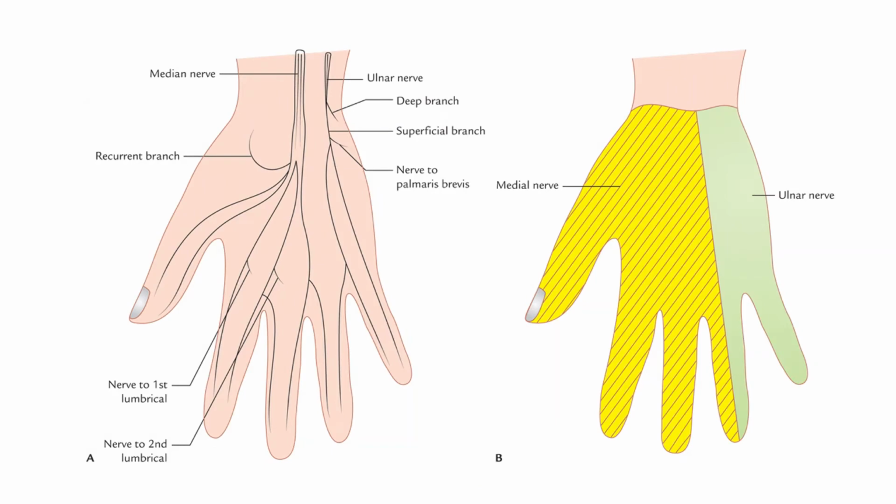When we learn about the area of distribution of the median nerve, it has the motor supply as well as the sensory supply. When we talk about the motor supply, the median nerve supplies 5 muscles, which includes the 3 thenar and the 2 lumbrical muscles. The 3 thenar muscles are the abductor pollicis brevis, the flexor pollicis brevis, and the opponens pollicis.